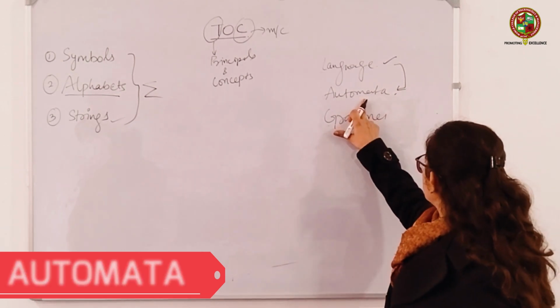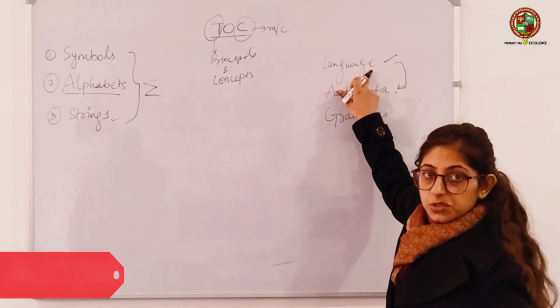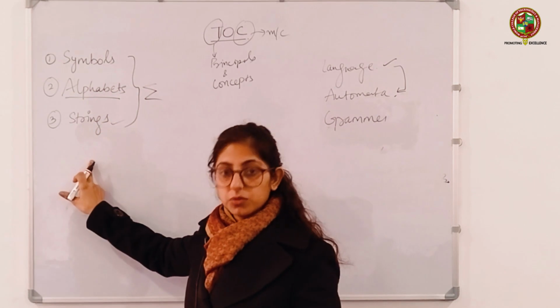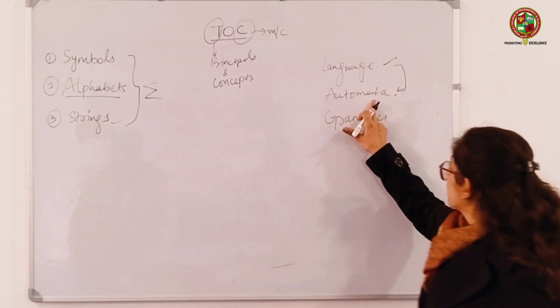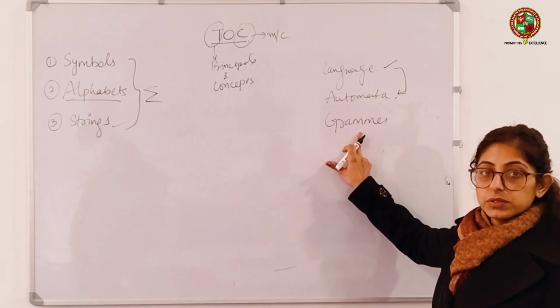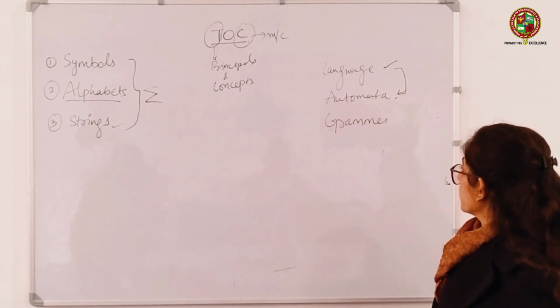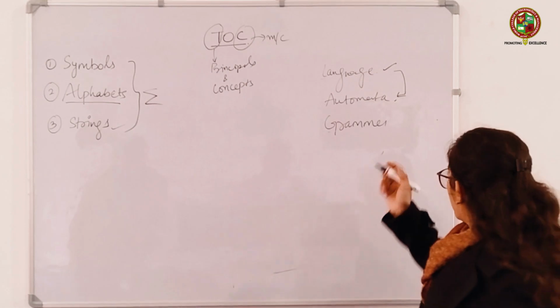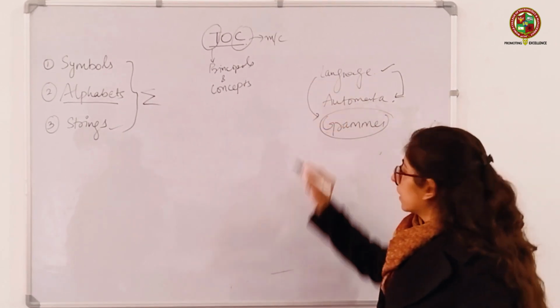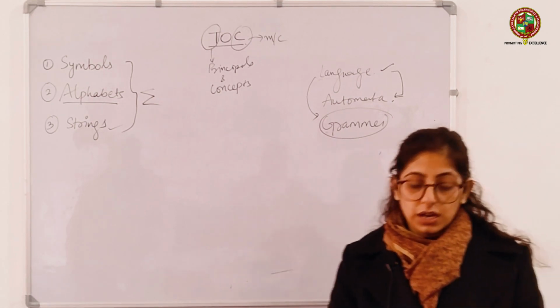Automata is any sort of machine that is using this language which we have just discussed, using the symbols, the alphabet, and the strings. It takes input and generates a grammar out of it. So what is grammar? Grammar always uses the language.